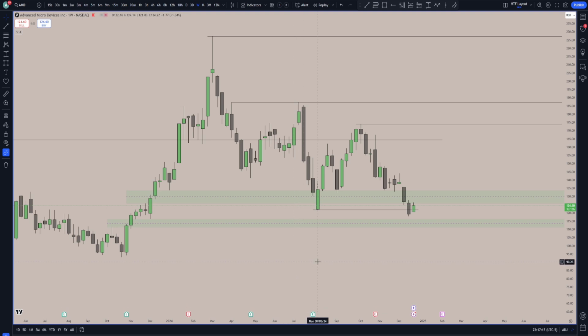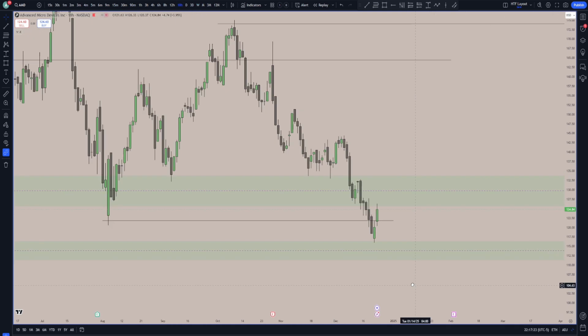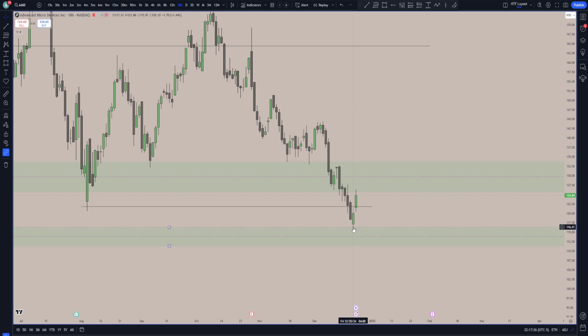Let's take a look at the 18-hour, which is one of my favorites. If we take a look here, we can see that price tapped the top of that box nearly perfectly. Now, eventually what I'm looking for is a continuation. I want to see price close above this high up here.